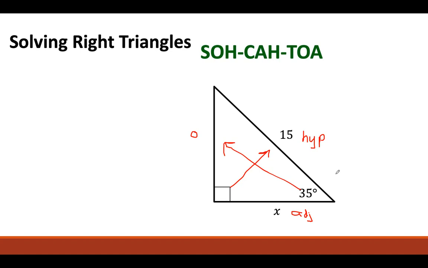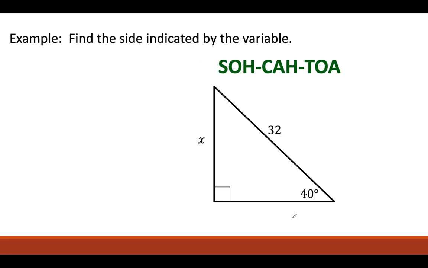If we look at our SOHCAHTOA, cosine is the only one that uses both adjacent and hypotenuse. So I'm going to set it up as cosine of 35 degrees is equal to x, because it's my adjacent, over 15, because that's my hypotenuse. Then we're going to solve it like we did before. Multiply by 15, and you get 15 cosine 35 degrees equals x. Plug that in your calculator, and you get x equals 12.3.